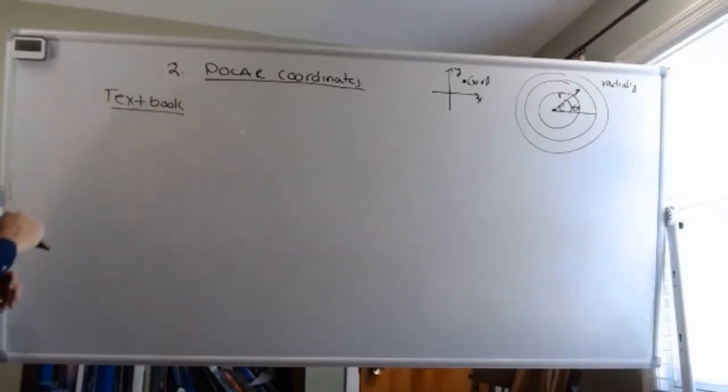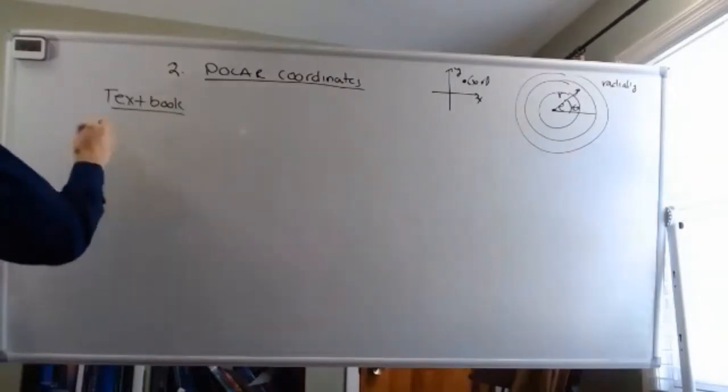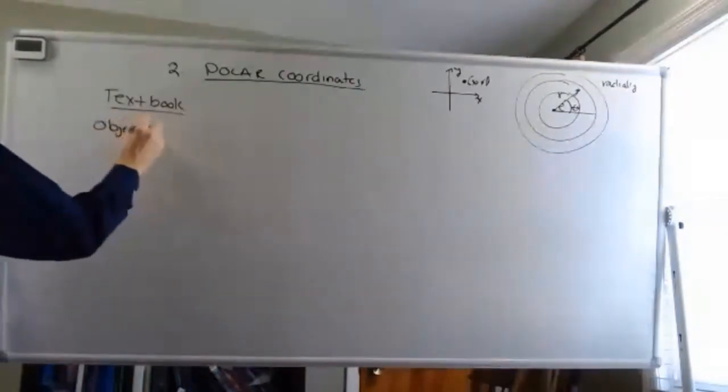Okay, so what do I need to be able to do when I'm given polar coordinates? What you need to be able to do is the following. Our objectives here are very simple.